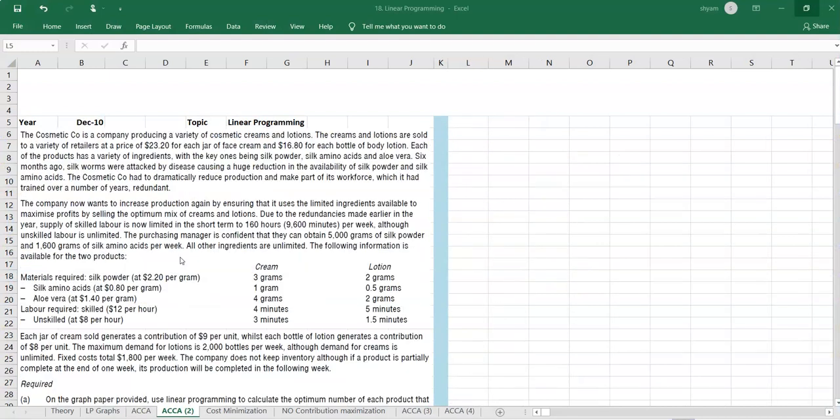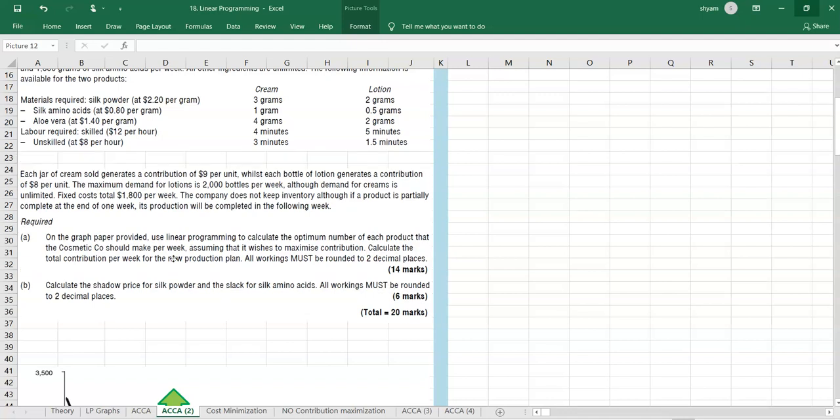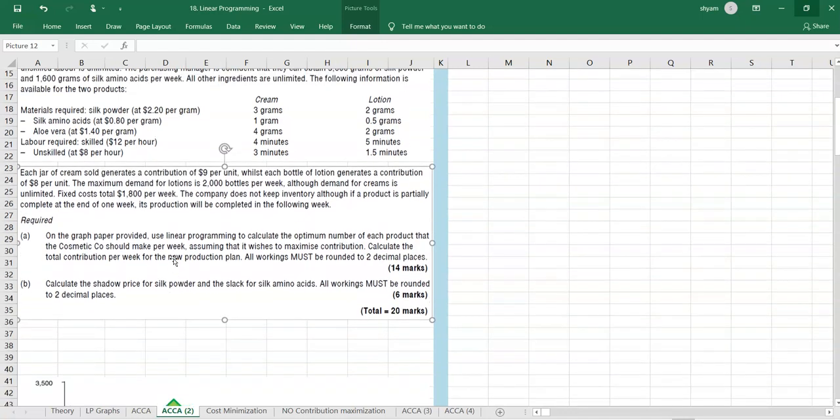So we'll start from this problem. This is another linear programming problem, and it was asked in December 2010. It is a bit lengthier problem. Okay, so we'll start.